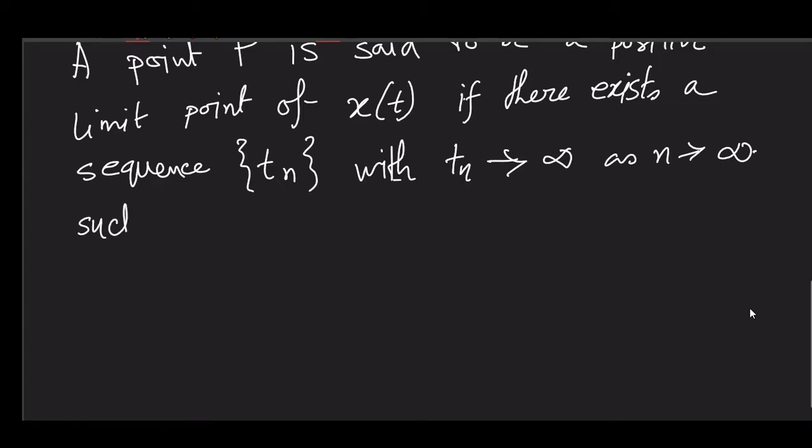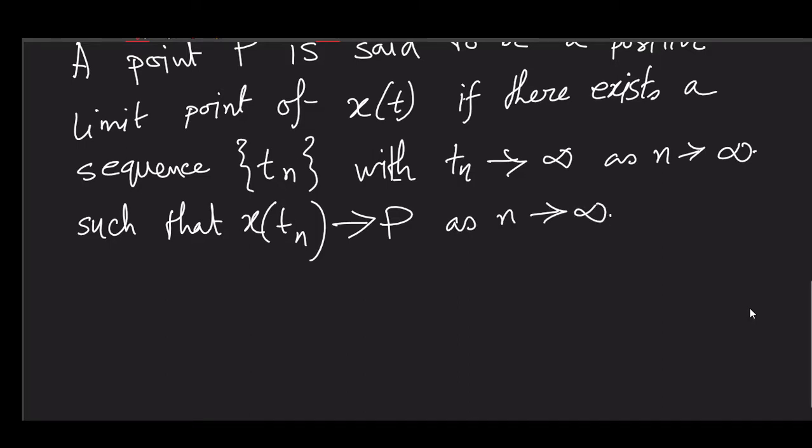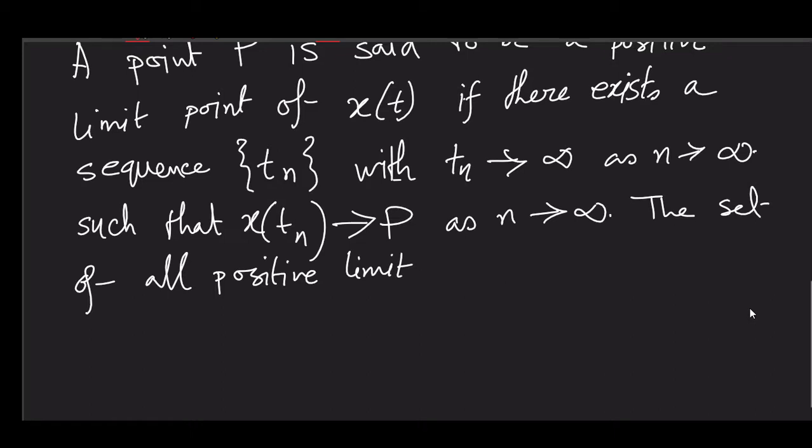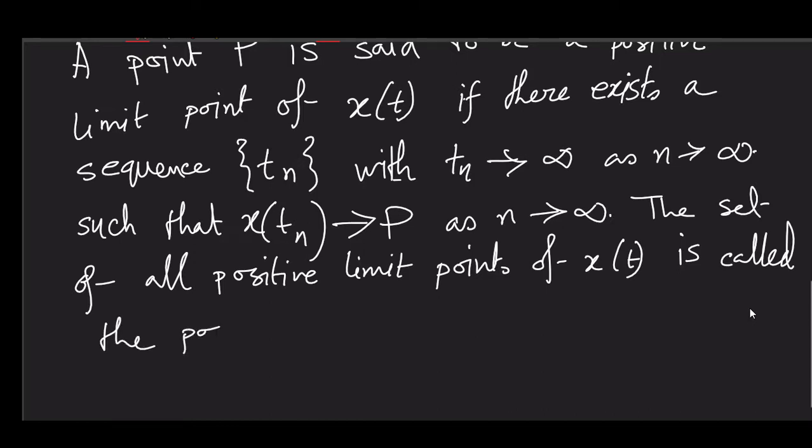Now we have such that x of Tn tends to P as n tends to infinity, and the set of all positive limit points of x(t) is called the positive limit set of x(t).